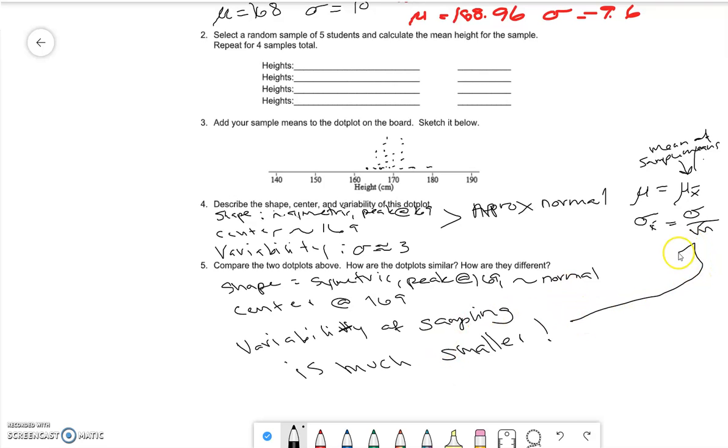And that corresponds to what we saw up here. We also see from our shape that if our population is approximately normal, our sampling distribution is approximately normal.